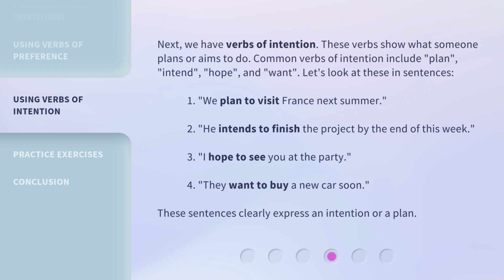1. We plan to visit France next summer. 2. He intends to finish the project by the end of this week. 3. I hope to see you at the party. 4. They want to buy a new car soon. These sentences clearly express an intention or a plan.